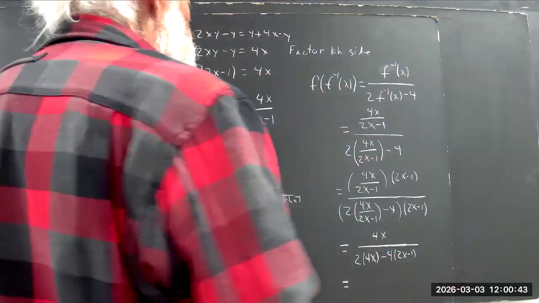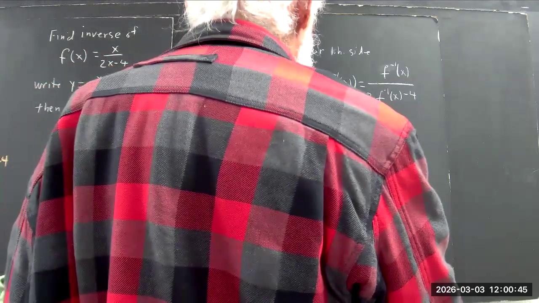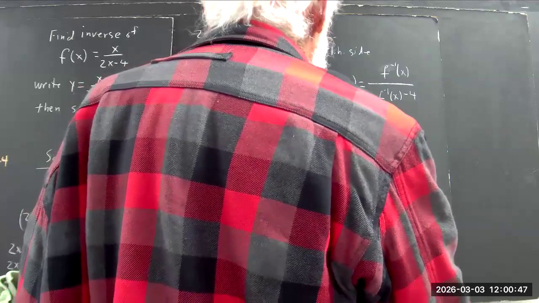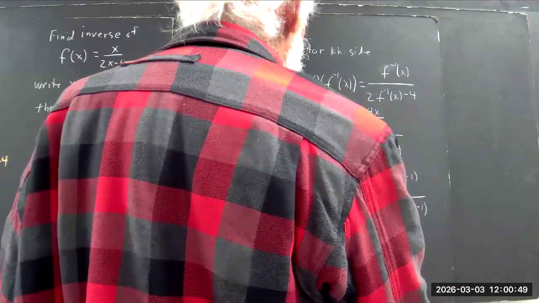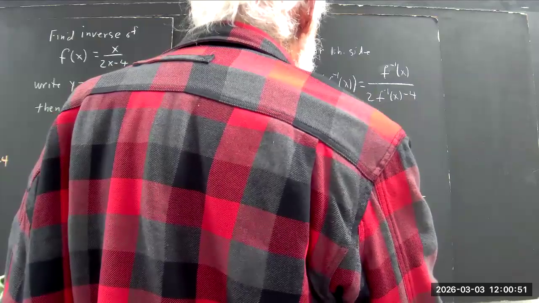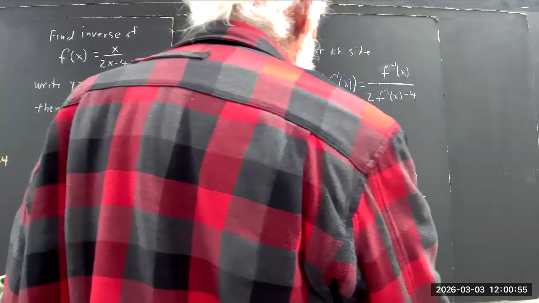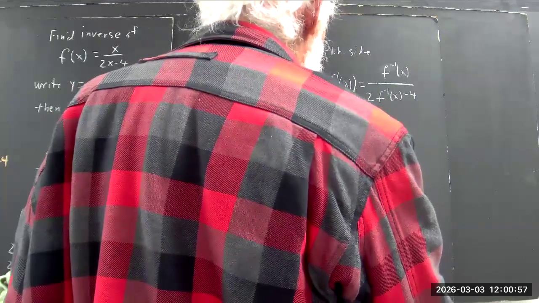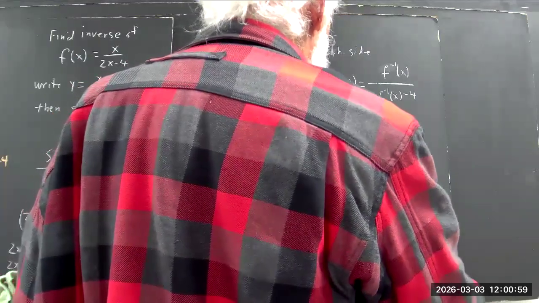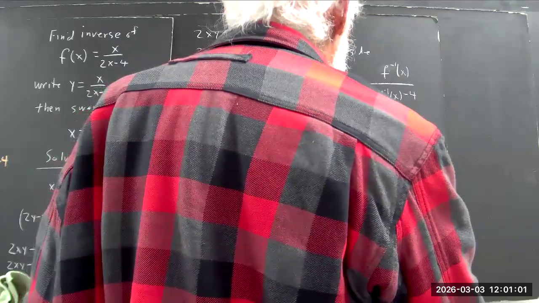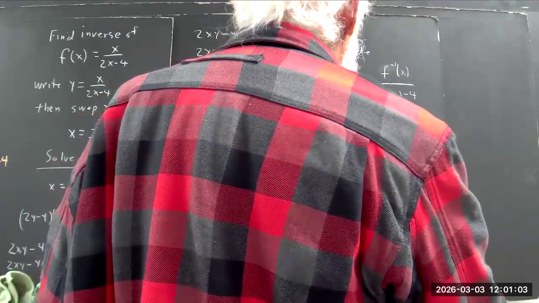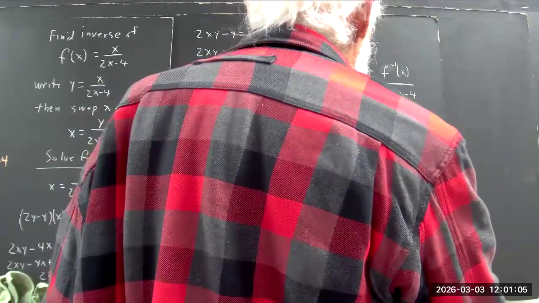And that's going to work. Okay, now we simplify the denominator. Numerator remains 4x. The denominator is going to become 8x. That's our 2 times 4x, minus 4 times 2x, well, that's minus 8x. And minus 4 times negative 1 is plus 4. So that gives us 4x over 4.